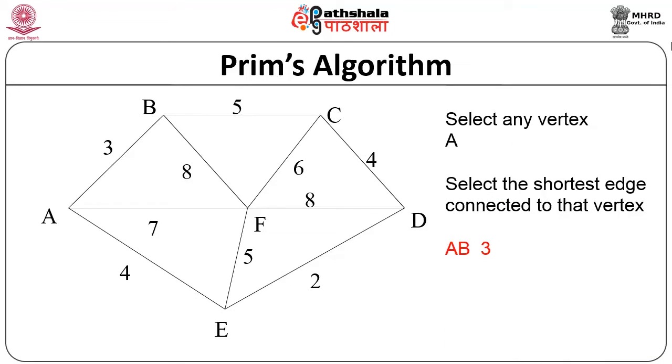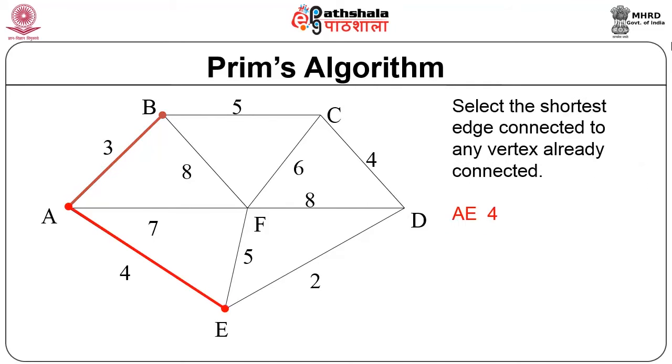You select any vertex A. So, let us assume we select A. Select the shortest edge connected to A. So, that is A B, which has weight 3. So A B is selected. Now, you have to start from either A or B. B has 5 and 8 while A has 4 and 7. So, 4 is the one, because you select the shortest edge connected to any vertex already connected. Here we have A and B already connected. So, to B you have 5 and 8, for A you have 4 and 7. So, you have to select AE. So, AE is selected.